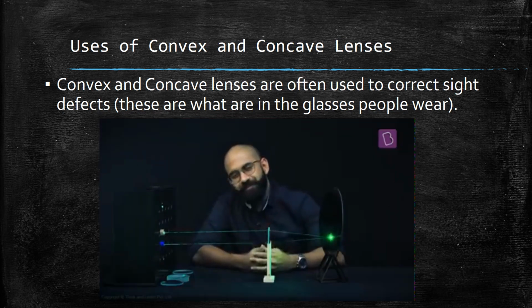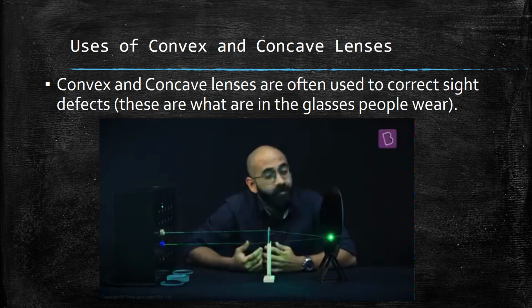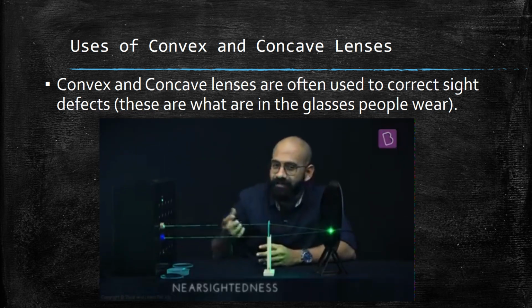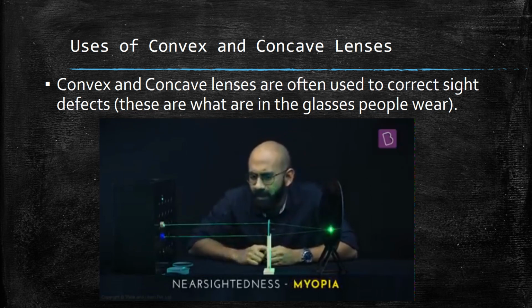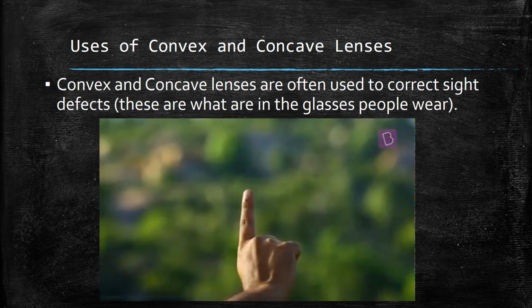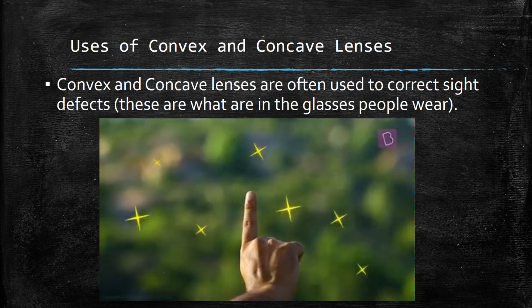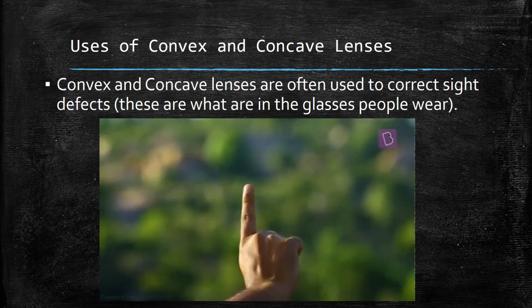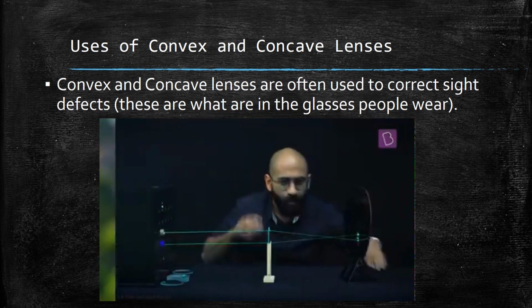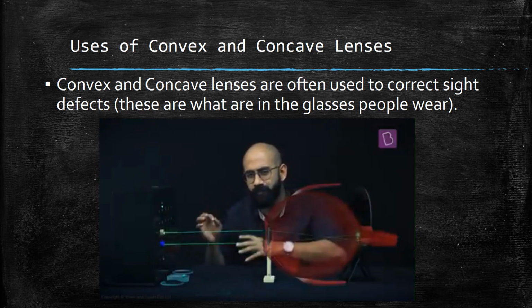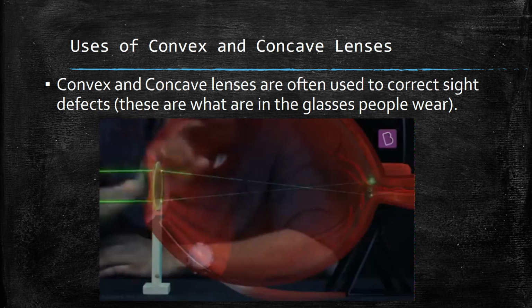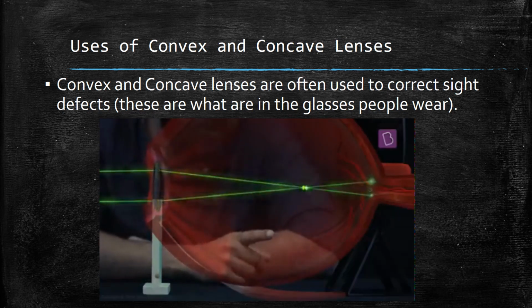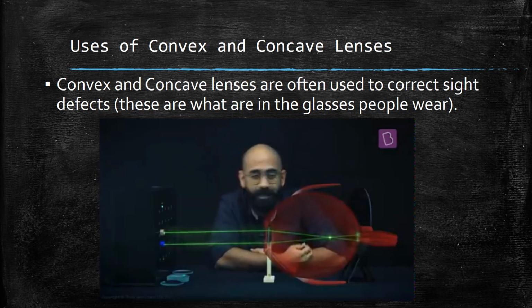But then, sometimes there are defects. And the most common defect is called nearsightedness or myopia. In this case, the person can see objects that are close by clearly, but far away objects appear blurry to them. When this person looks at objects that are far off, those rays get converged to a point in front of the retina, like this. And therefore, he ends up seeing a blurry image.